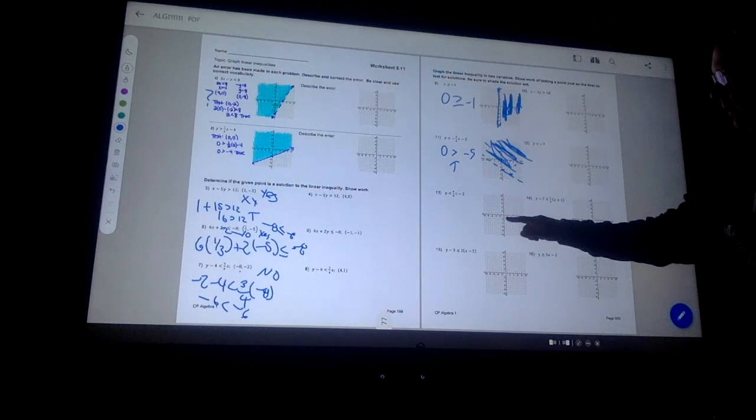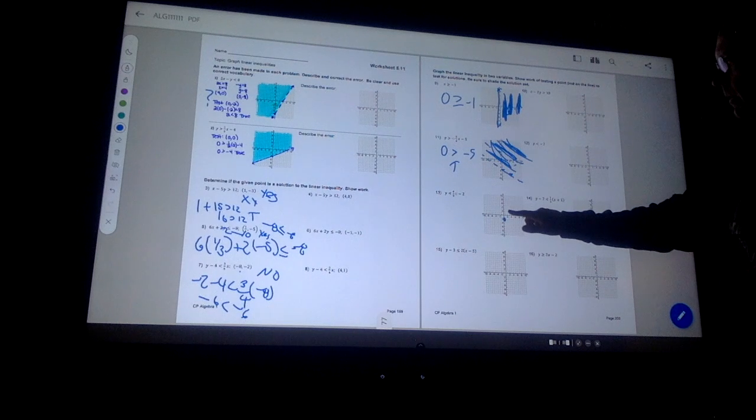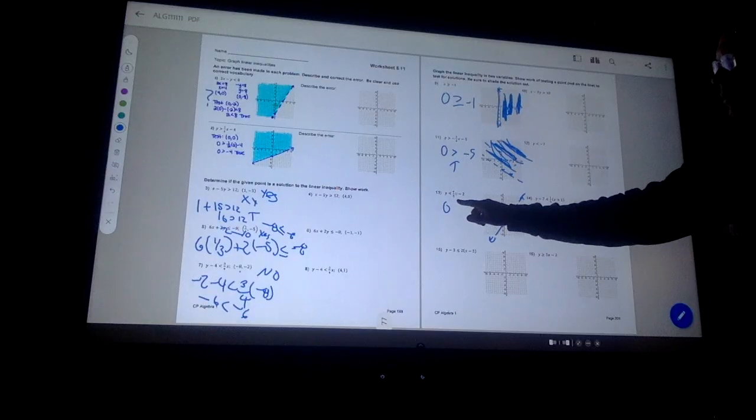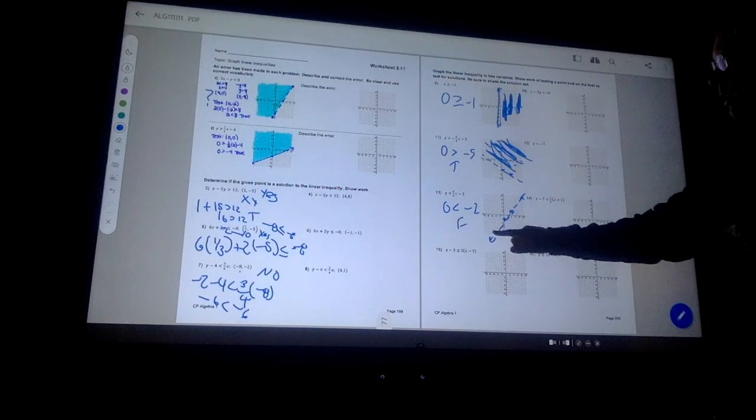On this one, I have -2. I'm going to go up 4, right 3. It's going to be dotted. 0, 0 is above it, right there. So I get 0 less than 4/3 times 0 is 0. 0 minus 2 is 0 less than -2. That's false. So I'm going to shade down here.